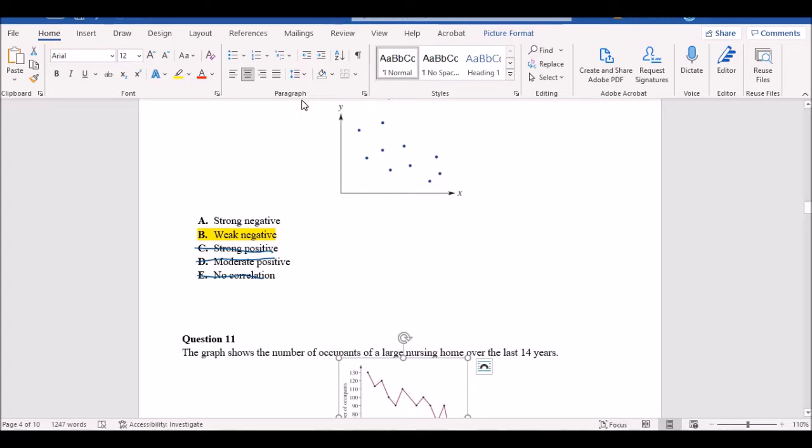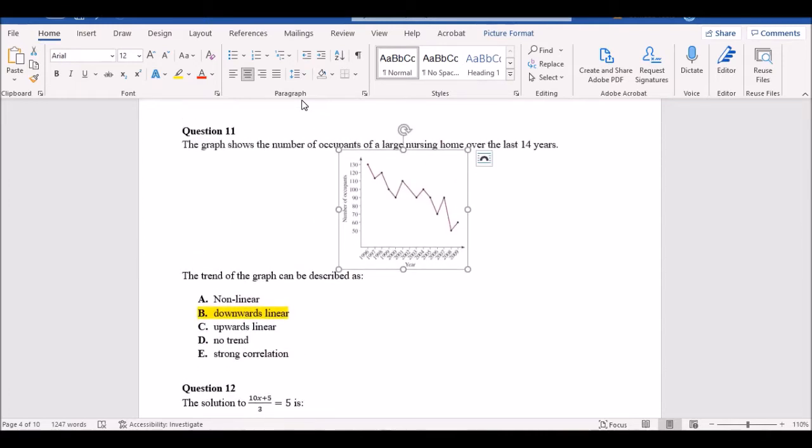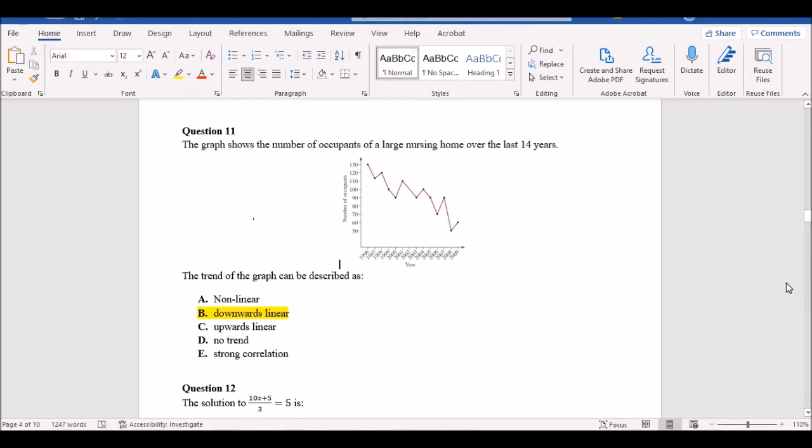All right. So question 11. The graph shows the number of occupants in a large nursing home over the last 14 years. We have to write down what is the trend. If you look at this and you look at the answers, it's going downwards, isn't it? There's a general downwards trend. So it can't be non-linear, and it can't be upwards, and it can't be no trend.